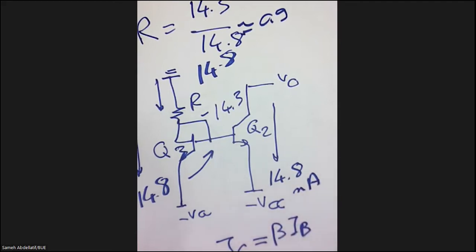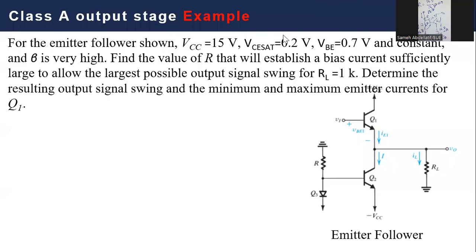Okay, so let's turn back to our slides. We still have some part of the question which is not answered yet. I think that is the next part, the second part here. Determine the resulting output swing. I think we already know the swing. The swing will be from 14.8, which is VCC minus VCE SAT, to negative 14.8, which is negative VCC plus VCE SAT.